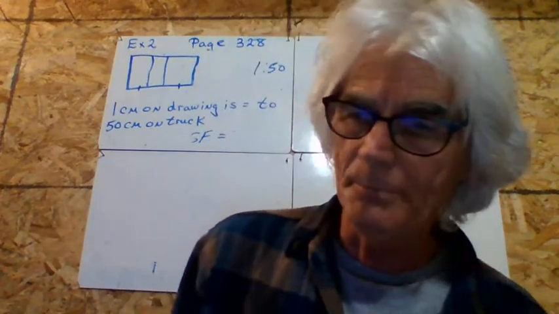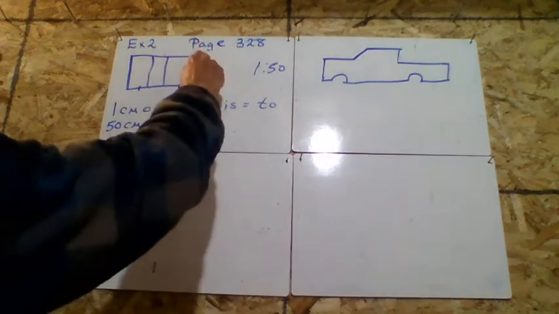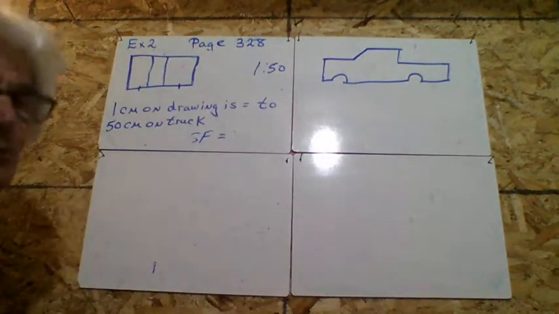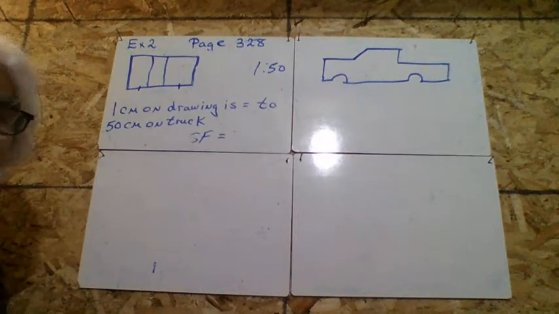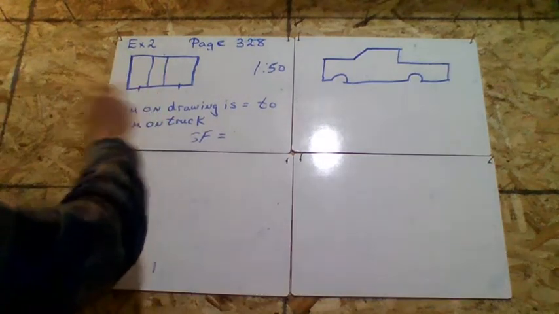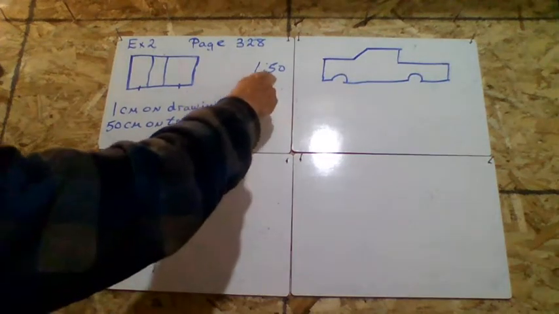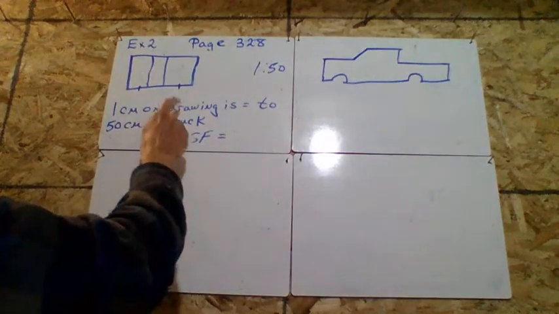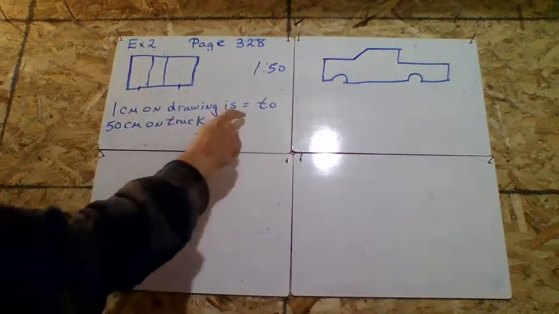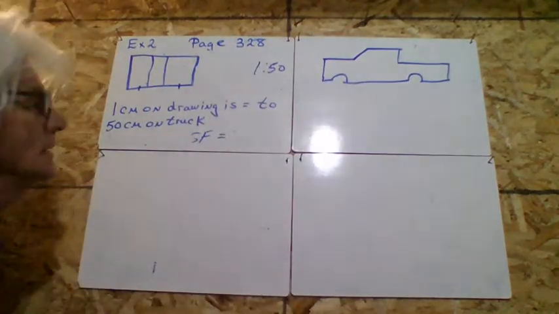Lesson 7, example 2. So this is from page 328 out of the textbook if you want to follow along. And what they gave me is a diagram of a truck. They tell me the ratio is 1 to 50 on that. So what that means is 1 centimeter on this drawing is equal to 50 centimeters on the actual truck.